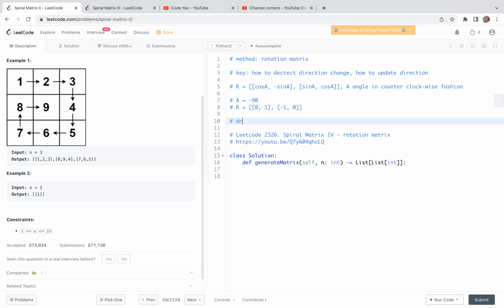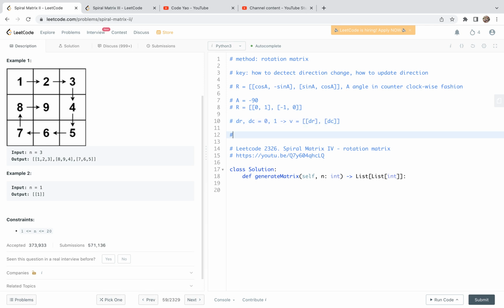If we have a direction, say it's called dr, dc, originally you can set it as 0, 1 because it walks to the right. Let's call this vector v, with components dr and dc. Then we're going to use matrix multiplication, R times v, so we're going to get the update rule. If you compute, this will be this row times this column, so the first will be dc, and the second one will be negative dr. So that's the direction update rule.